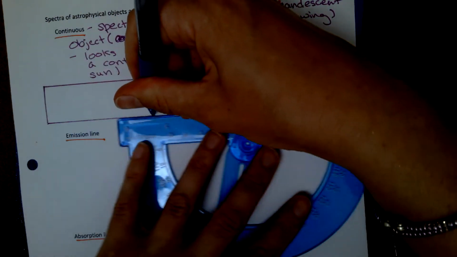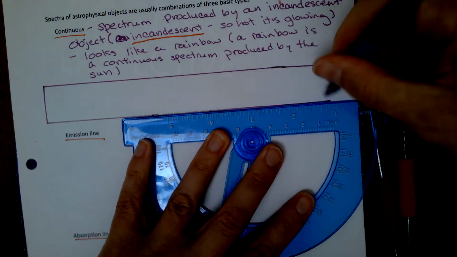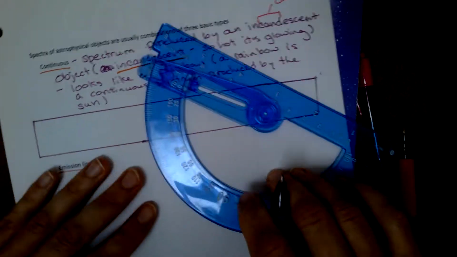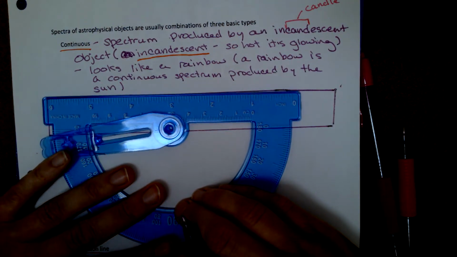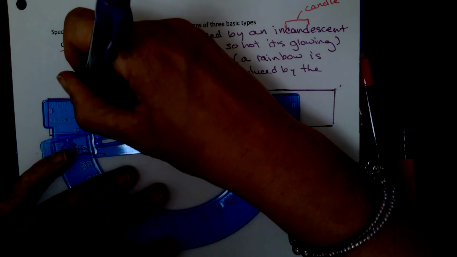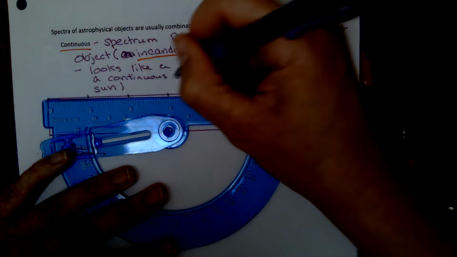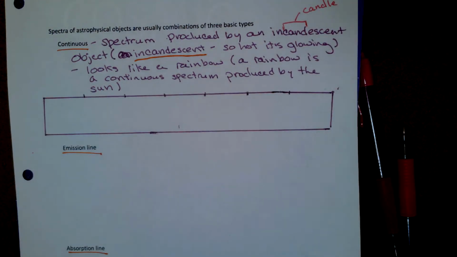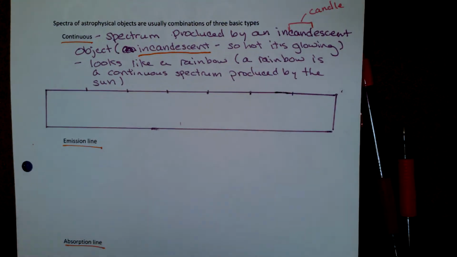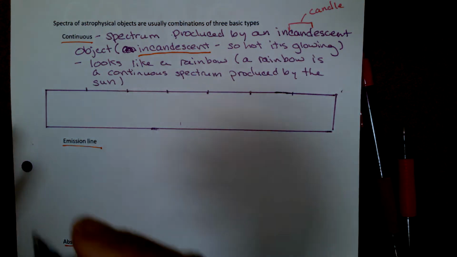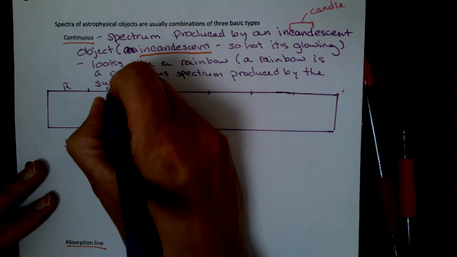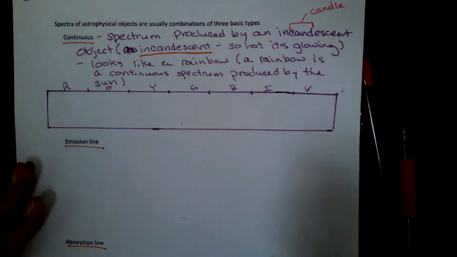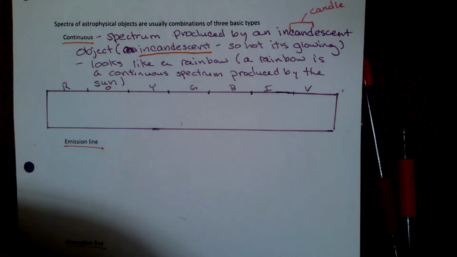Drawing is learning, my master's advisor always said. So my master's is in geology, and he advocated for a lot of sketching, and I can definitely say that when you draw out your ideas, you definitely learn it better. So I'm just marking this off into 7 sections so that I can color this in. And the continuous spectrum is a rainbow. So that's just going to look like Roy G. Biv. Okay, so take a moment to fill that in right now.